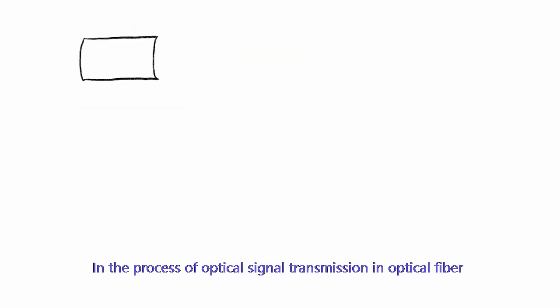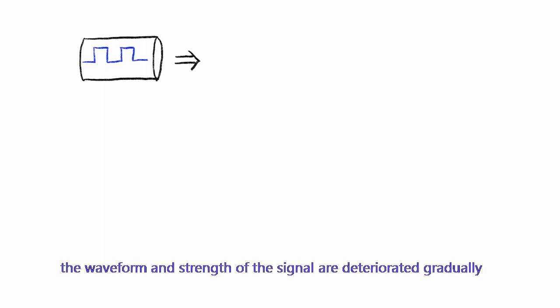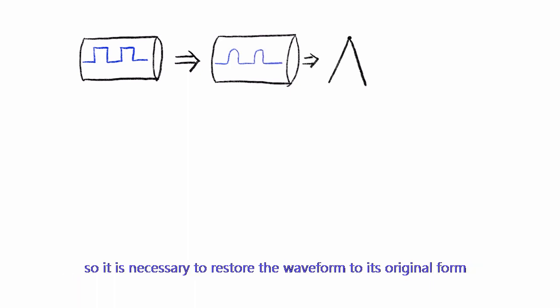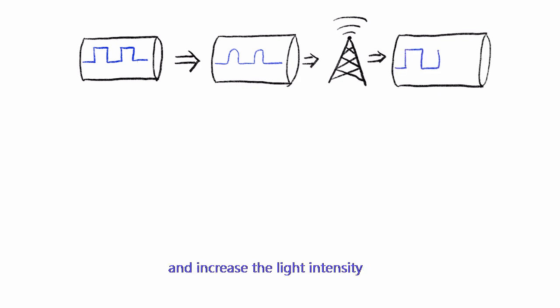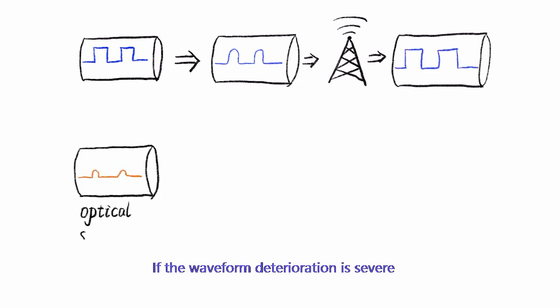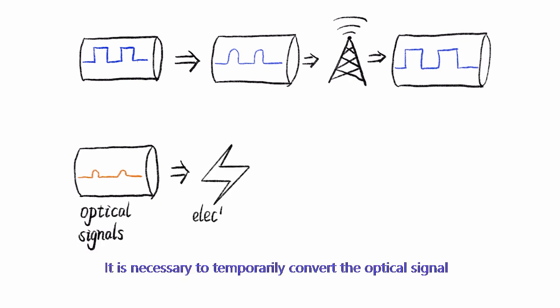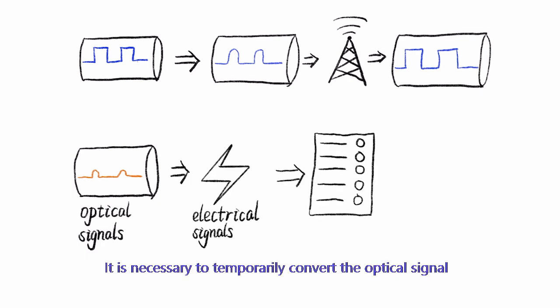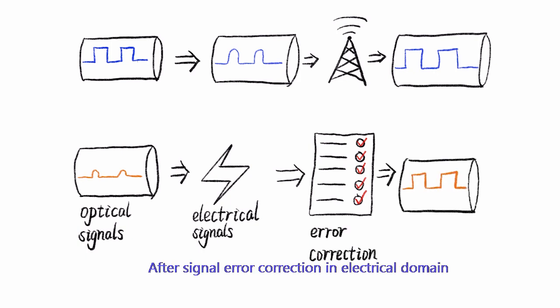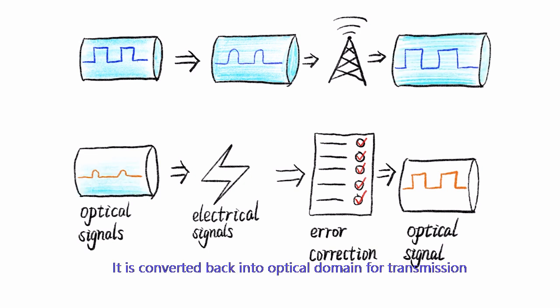In the process of optical signal transmission in optical fiber, the waveform and strength of the signal deteriorate gradually, so it is necessary to restore the waveform to its original form and increase the light intensity. If the waveform deterioration is severe, it is necessary to temporarily convert the optical signal into an electrical signal again. After signal error correction in the electrical domain, it is converted back into the optical domain for transmission. At this point, the light signal reaches a distant station.